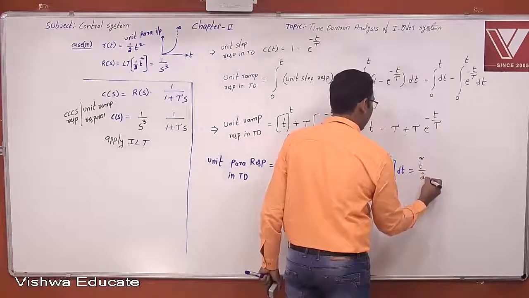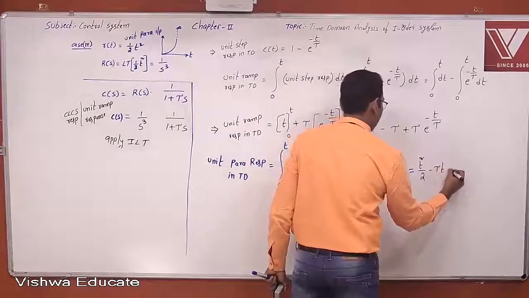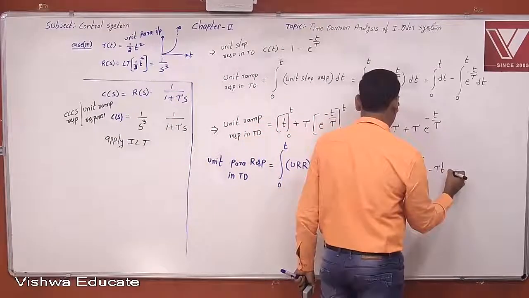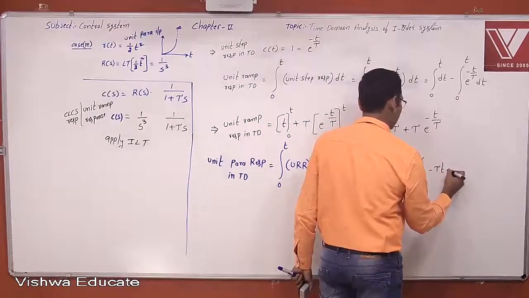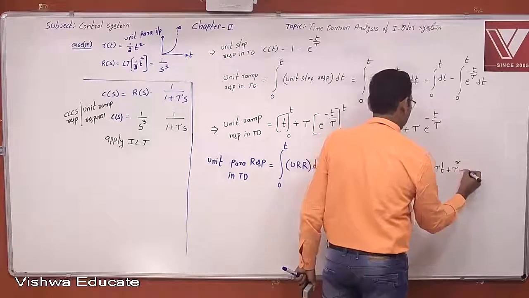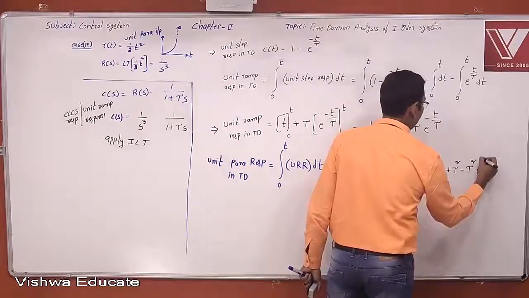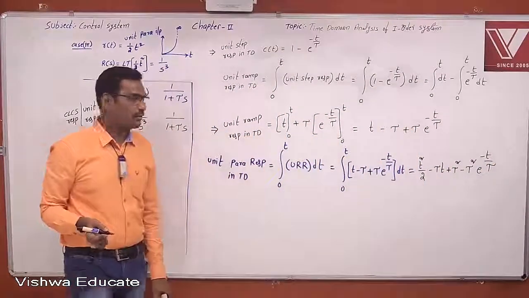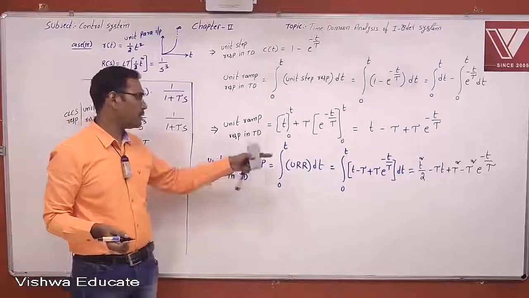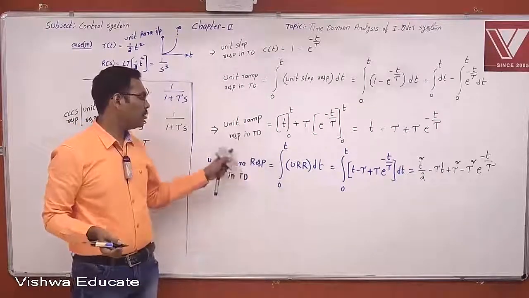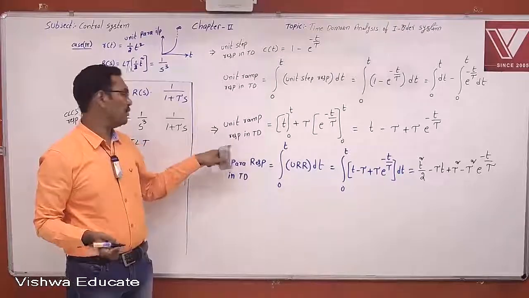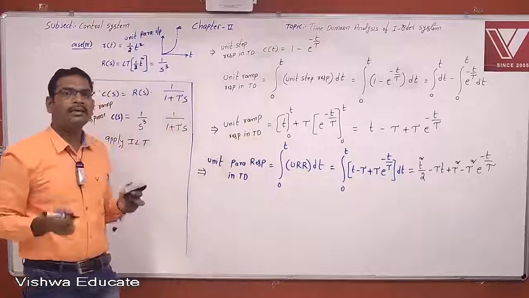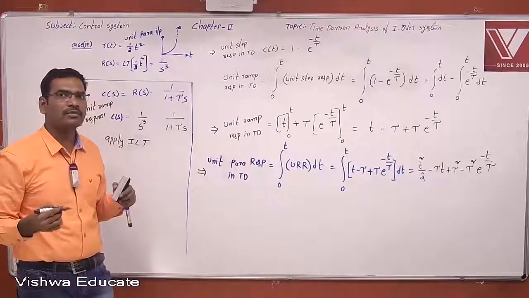t square by 2 minus tau into t, plus tau square minus tau square into e power minus t by tau. This is a unit parabolic response. Okay. Now this is the unit parabolic response from the unit ramp response, and this is the unit ramp response from the unit step response. Now these are the relations for converting from one response to another response.